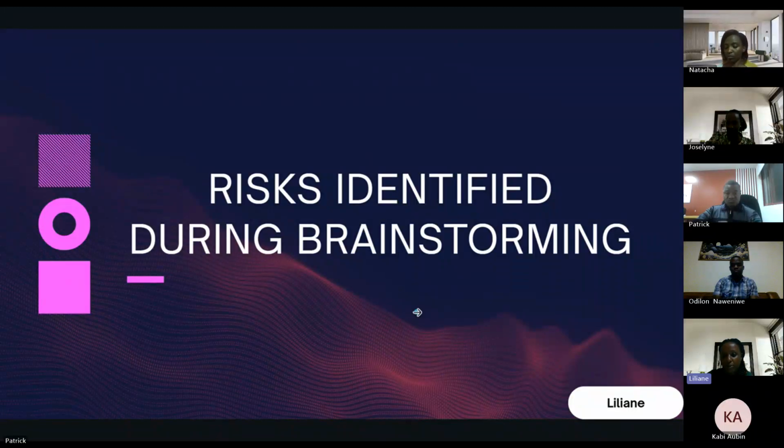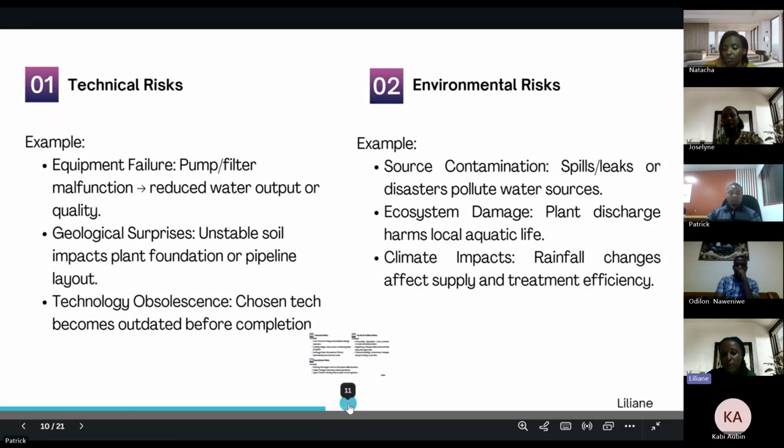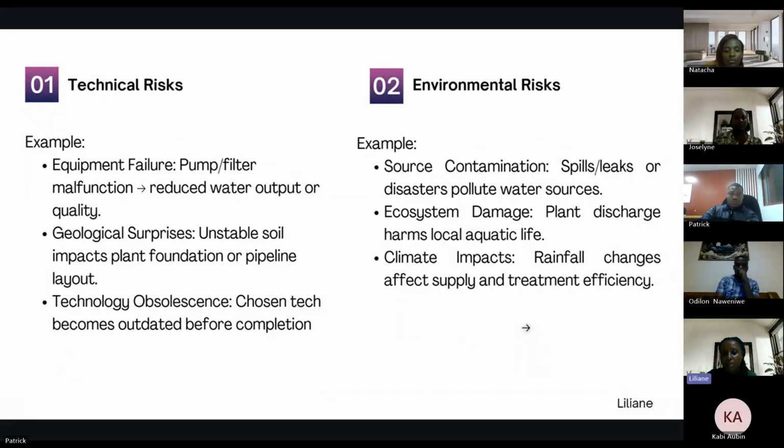Okay, thank you, Patrick. I'm Lillian, and I'm going to present to you the risks identified during brainstorming. One is the technical risk. The example could be equipment failure, like pump or filter malfunction. The second risk is environmental risk. An example is source contamination, which could be a spill, a leak, or a disaster.